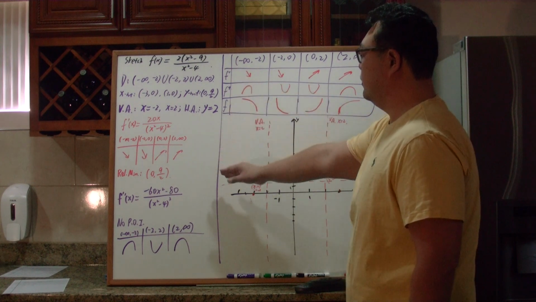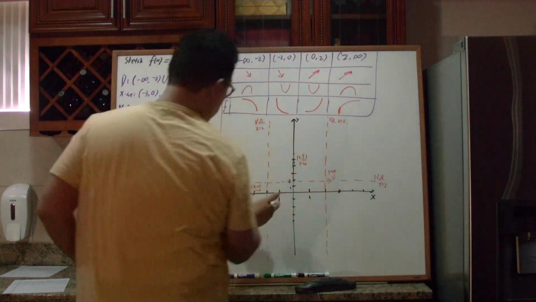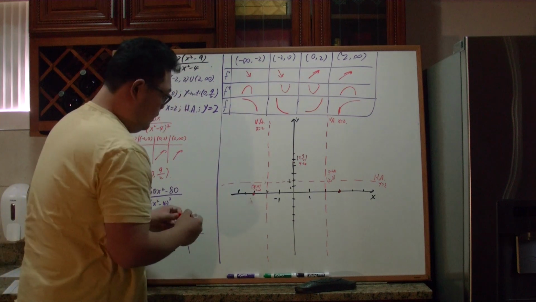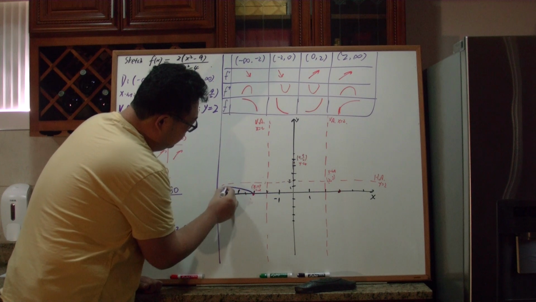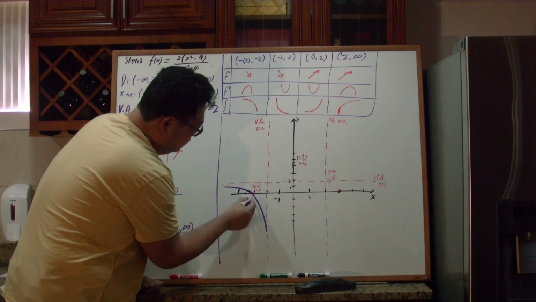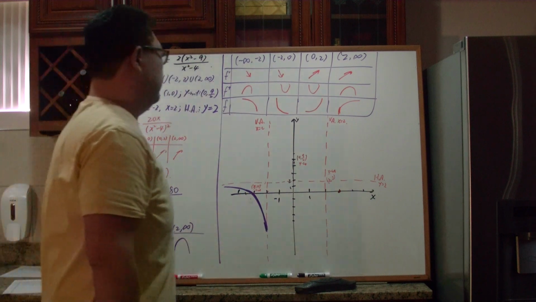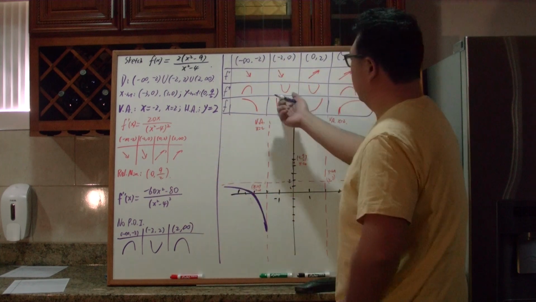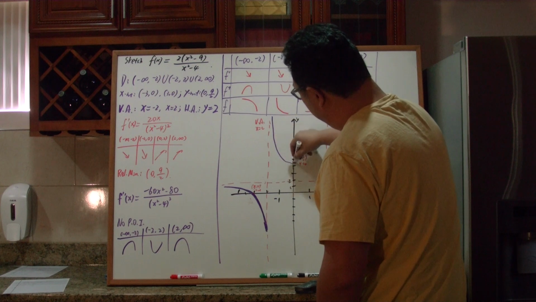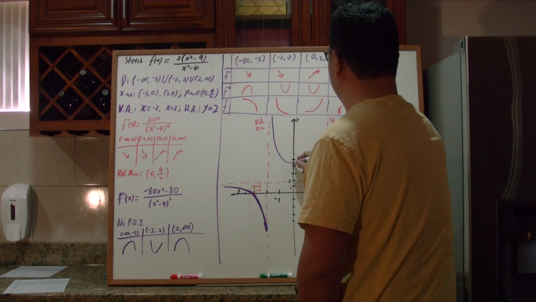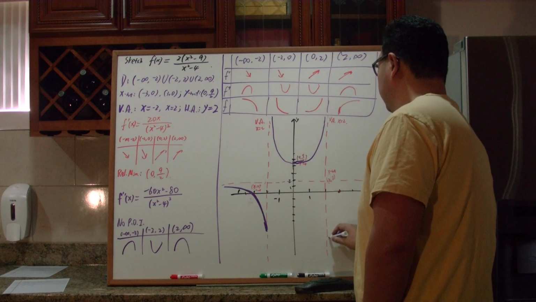Well, we see from left to right that's decreasing and concave down. So for the left piece, maybe use the purple. Right, that's decreasing and concave down. I pass through the x-intercept and go close to the asymptote. And from negative 2 to 0, that's decreasing and concave up. Then increasing and concave up. Finally, increasing and concave down.